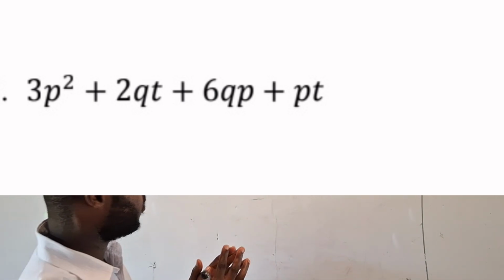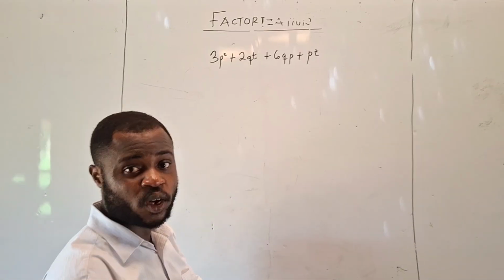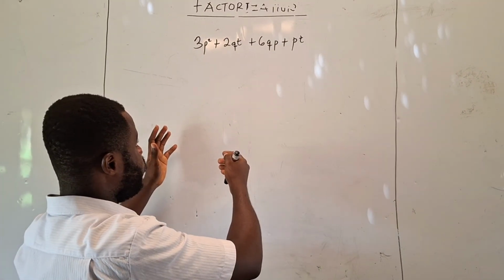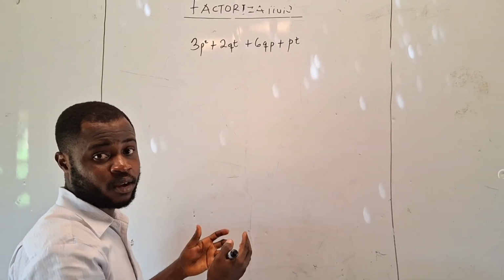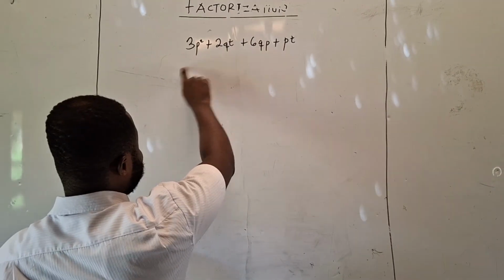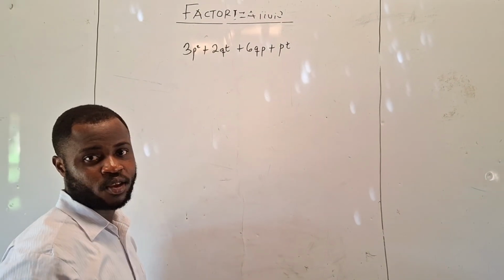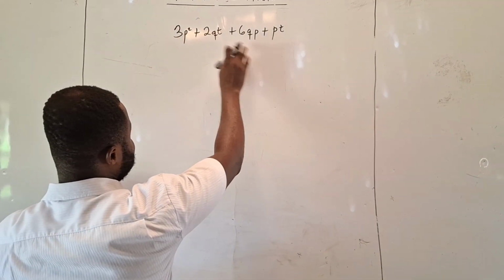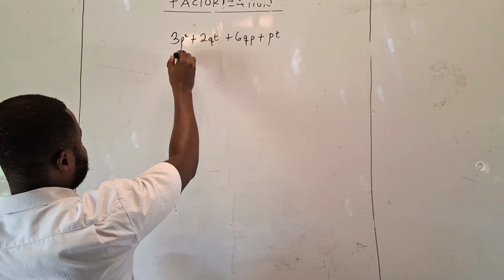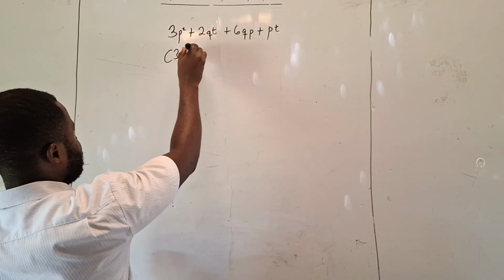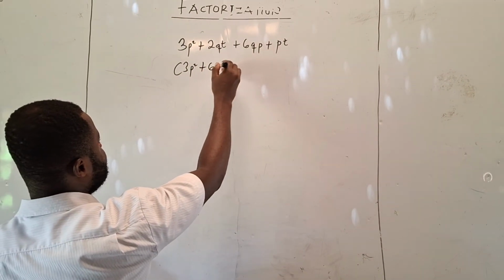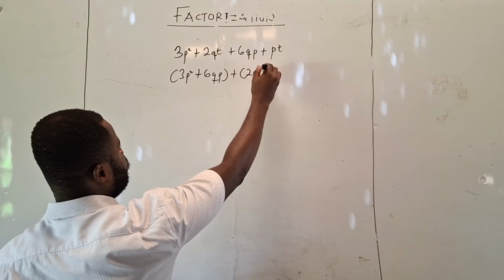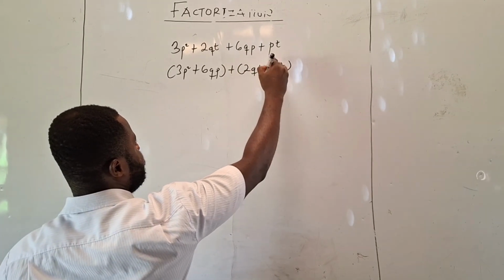So with this question, now the first two and the last two, when you look at it, you don't even have to worry yourself to group them, because you can see that they will not work. But when you look at the numbers and the letters, there's no common factor. So this should tell you that you can group the first two and the last two. So we can have our 3p squared plus 6qp in one bracket, 2qt plus pt.